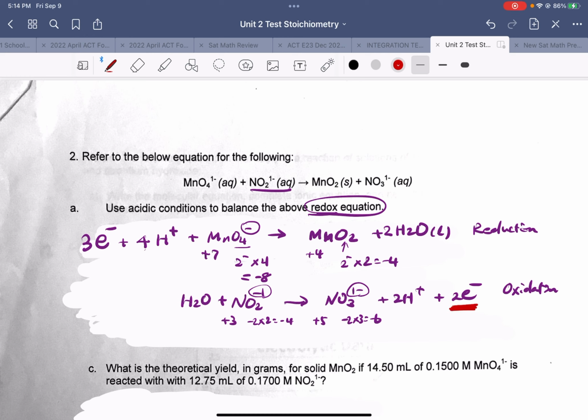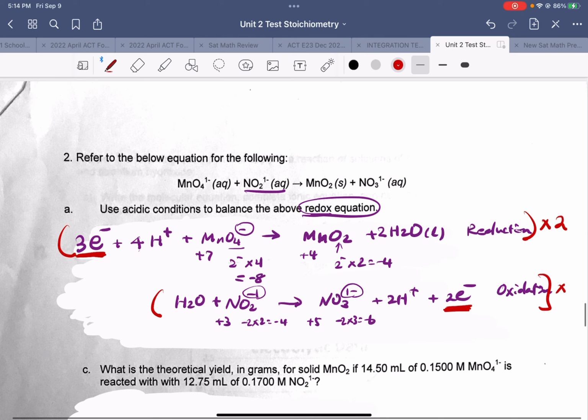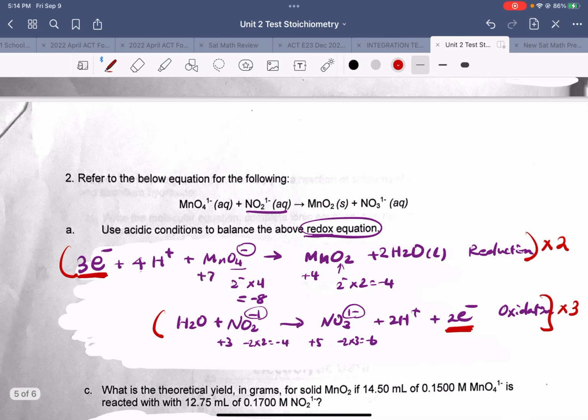the number of electrons should match. So what I have to do is multiply this one by 2 to have a common multiple of 6. Now here, this equation you multiply by 3. So both of them you're going to have a 6, right? So then let me rewrite it up above here.